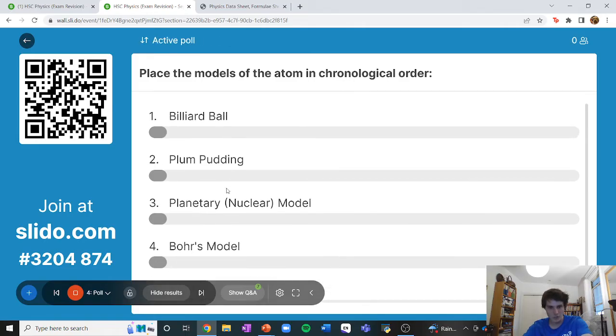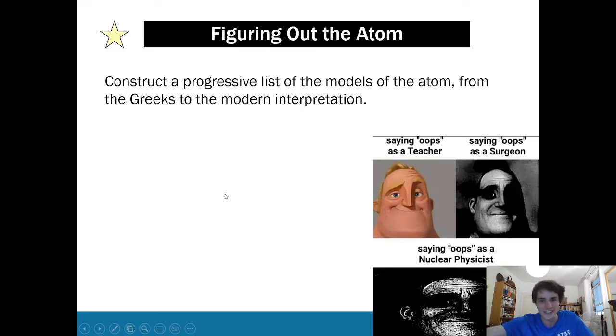Now, I just want to check which ones. Okay, I didn't actually start from the Greeks in my Slido model. Start off with the billiard ball model of the atom. That was Dalton's model of the atom first. So I'm not actually quite sure how this Slido poll works because I've never done it before, but have a go at arranging those models of the atom. Your top one should be whichever one came first, and your bottom one should be whichever one came last.